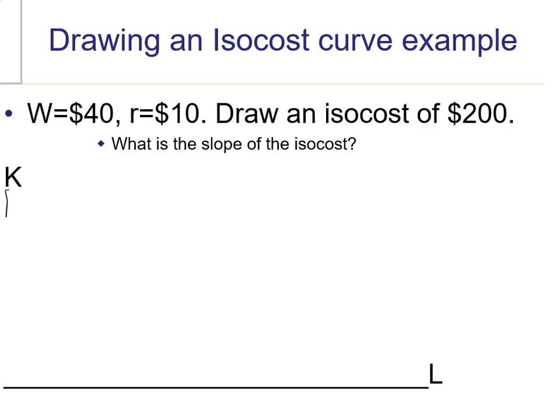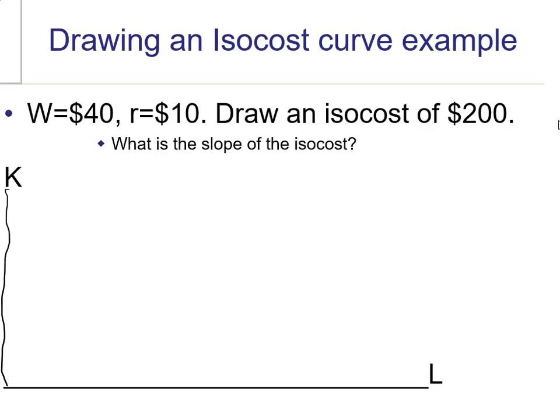And so for our isocost of $200, we have the input cost of a worker. Their wages are $40 each. The input cost of a machine is $10, the rental price of a machine. We want to sketch an isocost of 200. So how do we do this?